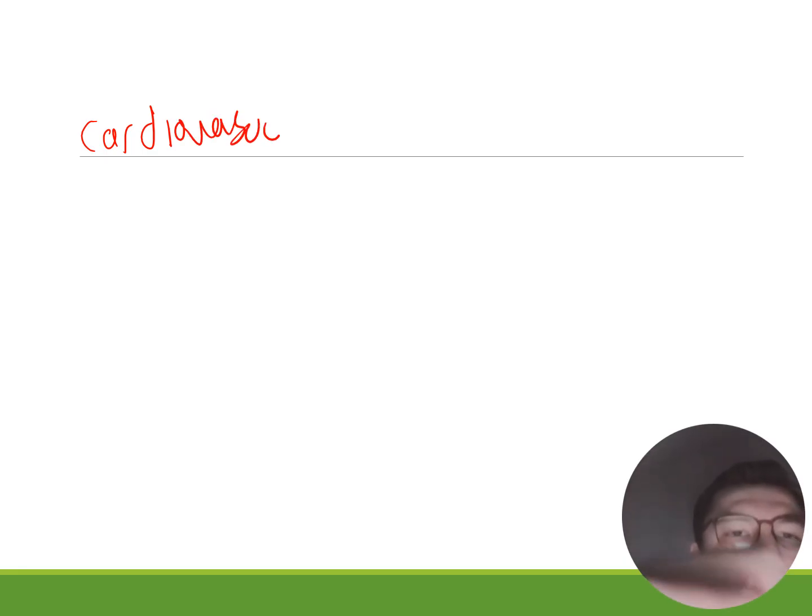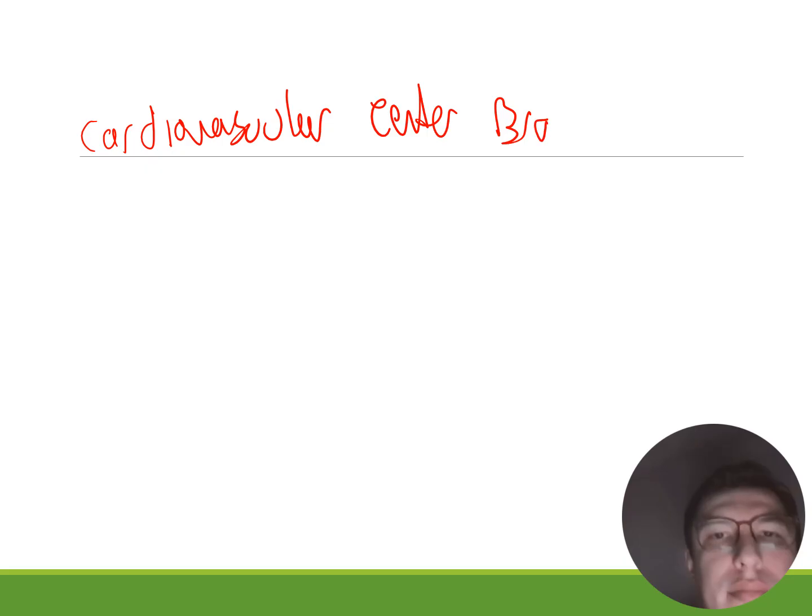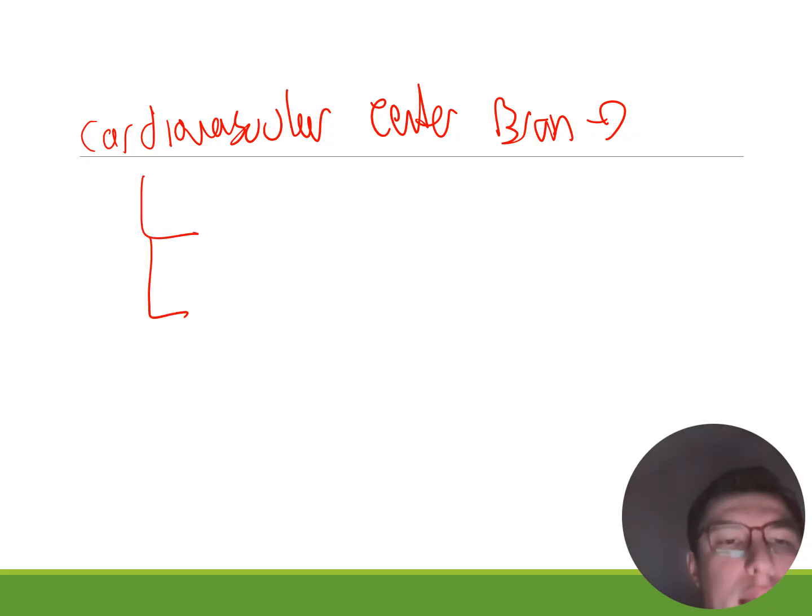I just wanted to take a quick second to go over the big picture here, and that is that we have the cardiovascular center in the brain, and that is in the medulla oblongata. So we have this center within the brain, and this is further divided into two portions, and that is the cardiac center and the vasomotor center.